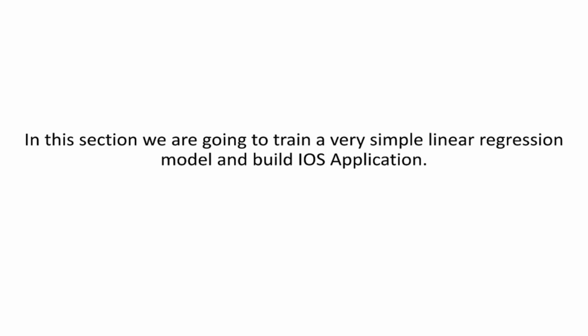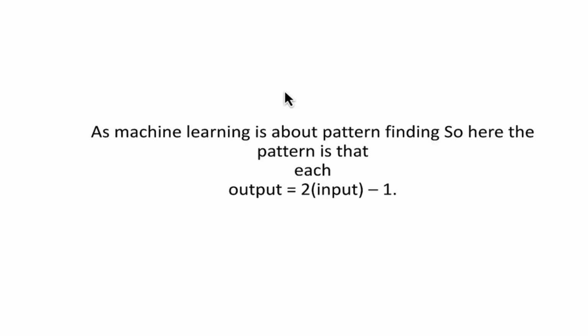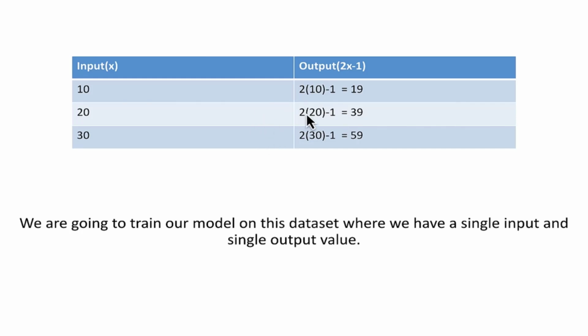Welcome to this section. In this section, we are going to train a very simple linear regression model and build our iOS application. We are going to train our model on this particular dataset, and there you can see we have a single input value and a single output value. Here there is a specific pattern between input and output: each output is equal to 2 into input minus 1. And you can confirm this pattern by looking at these values.